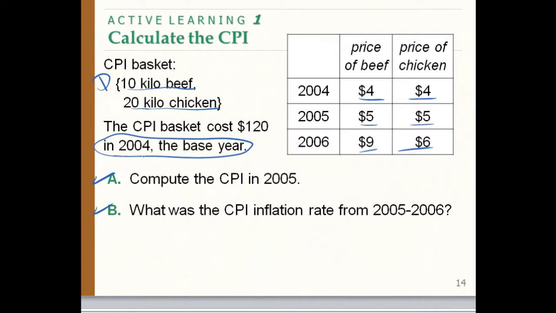You are required here to find A, to compute the CPI in 2005, B, to find the inflation rate from 2006 to 2007. You can pause this video until you are done with this exercise and then compare your answer.